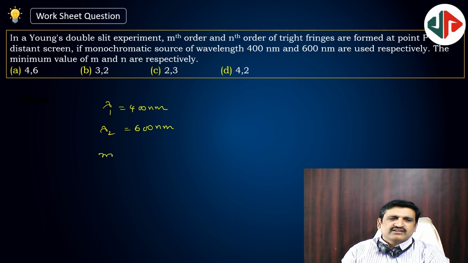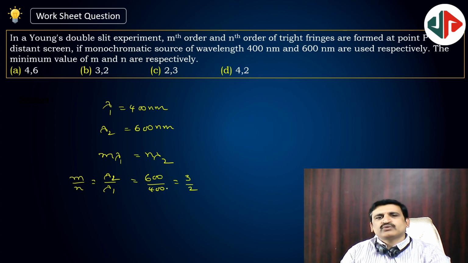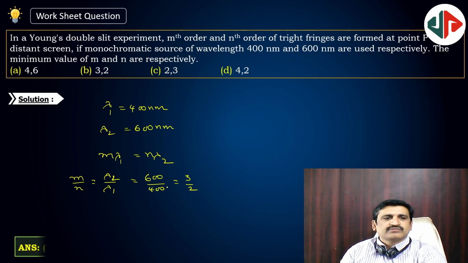Okay, m lambda 1 is equal to n lambda 2. So m by n is equal to lambda 2 by lambda 1. Lambda 2 is 600 and this is 400, so that is equal to 3 by 2. That means you need to take the reverse ratio, 3 comma 2. Yeah, the next order will be 6 and 4.